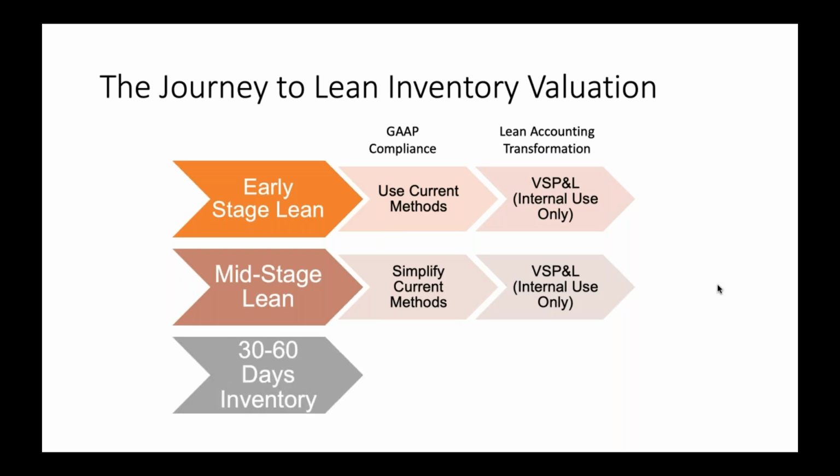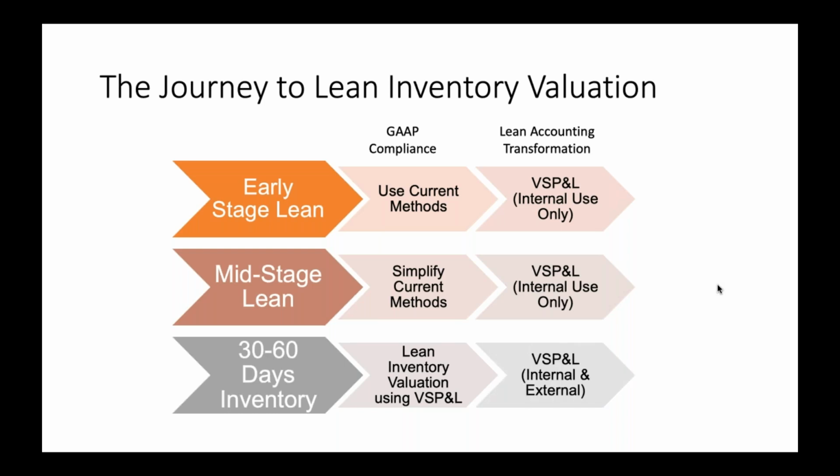Then when you get close to the 30 or 60 day mark in terms of days of inventory, this is where you can formally move to a lean inventory valuation methodology using the value stream income statement to gather your actual costs, and then you can use one of the methods to determine what the average cost is. And at the same time, because you have less inventory, the value stream income statement happens to also serve as a good foundation for your external reporting because you don't have much inventory. So that's sort of the general journey, and every company is a little bit different.